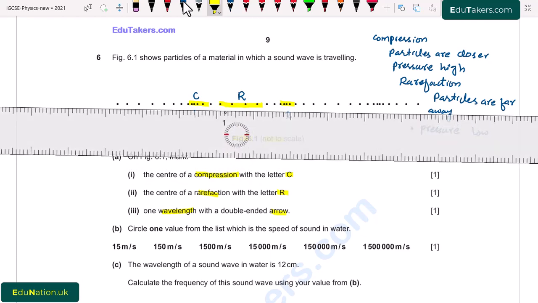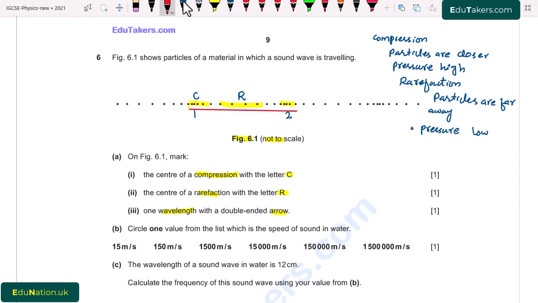So compression starts from this point and ends at this point. So the distance between two compressions is basically equal to wavelength. This distance is equal to wavelength and we have to show this with a double arrow. So I write here wavelength lambda.